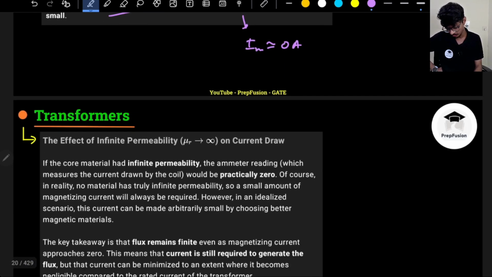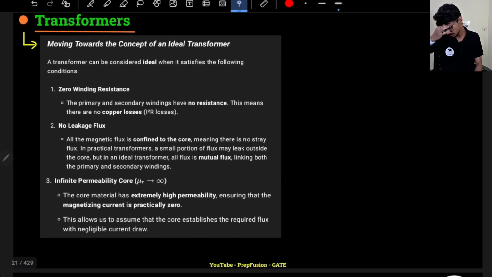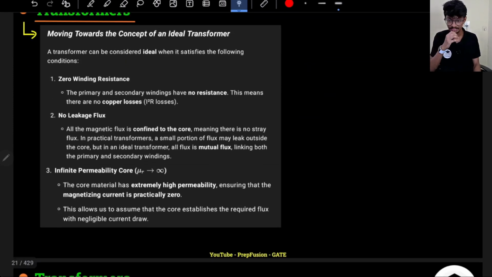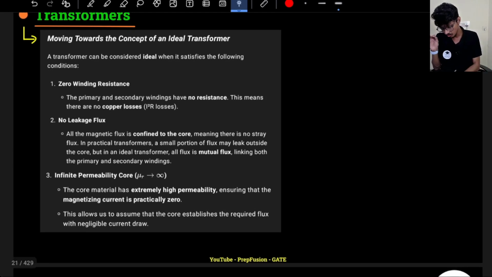Same thing, whatever I have discussed is written over here. You can go and read through this. So what are the things that an ideal transformer should have? I will add to this point in the next lecture as well. For now, you can just understand that an ideal transformer should have zero winding resistance. It has no leakage flux.